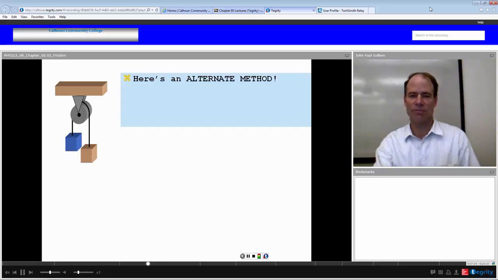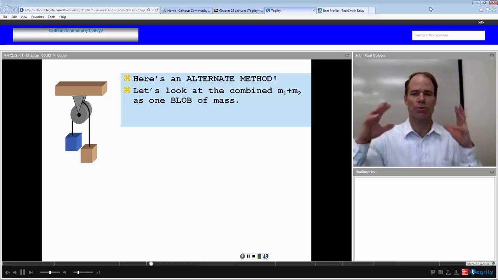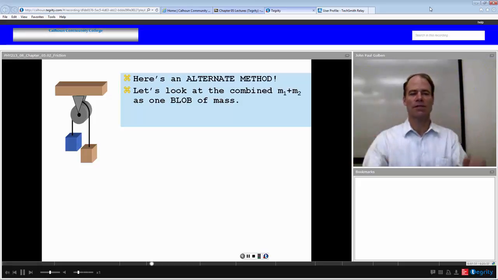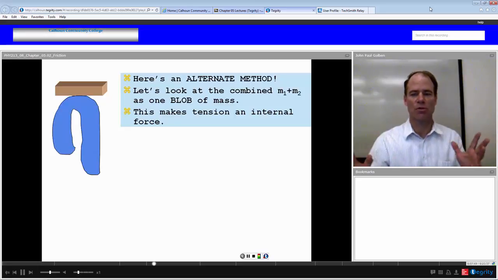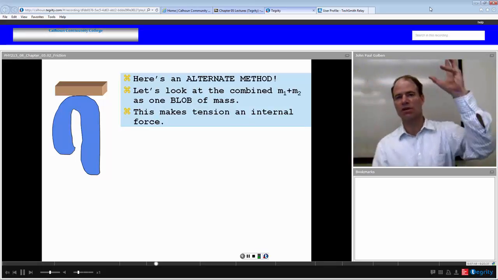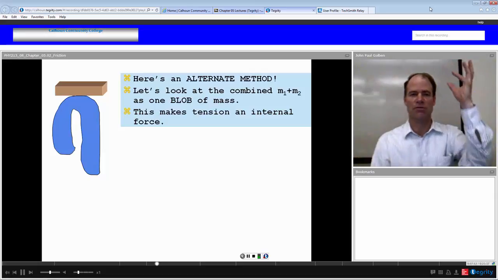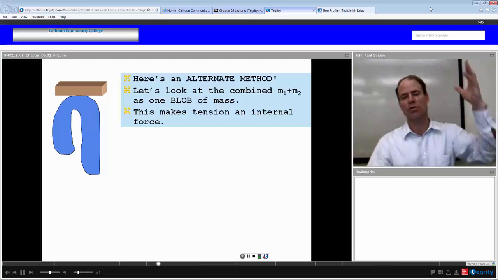Here's an alternate method for approaching this problem. Let's look at this combined mass 1 plus mass 2 as one blob of mass. We're just going to blob it together as one mass. That's one total mass, m1 plus m2. If I do that, I can treat this whole system as one mass moving under one acceleration in one particular direction. It's kind of a curved direction, but it's moving like this as one mass.